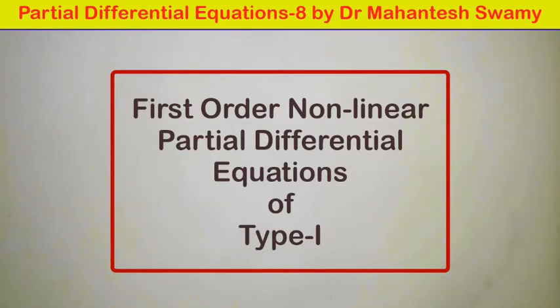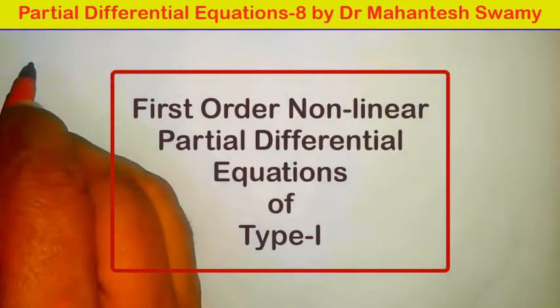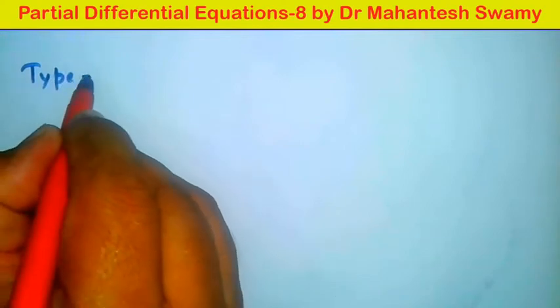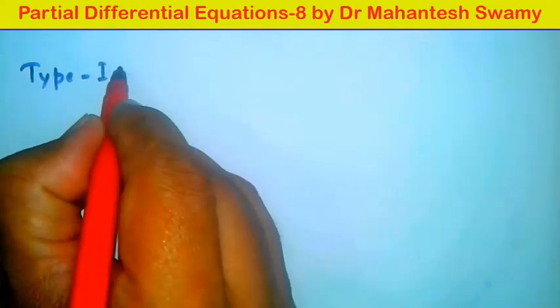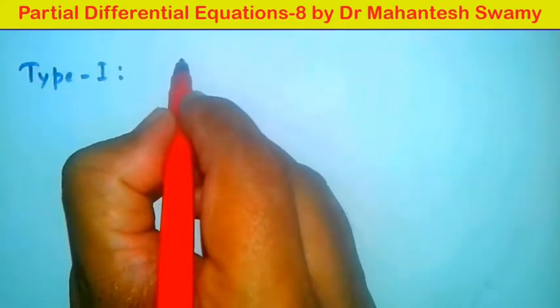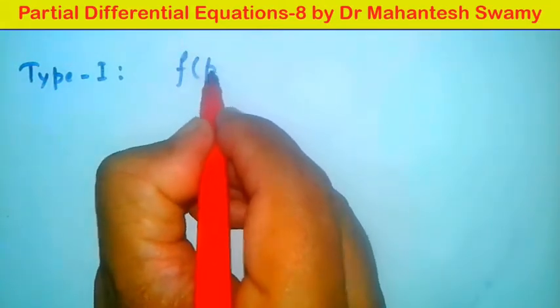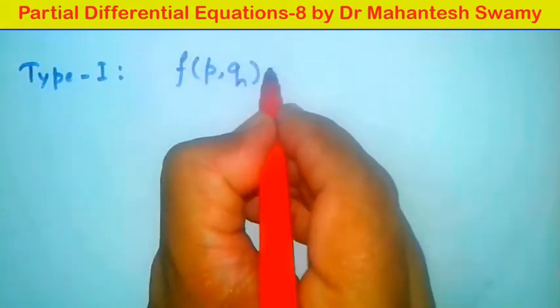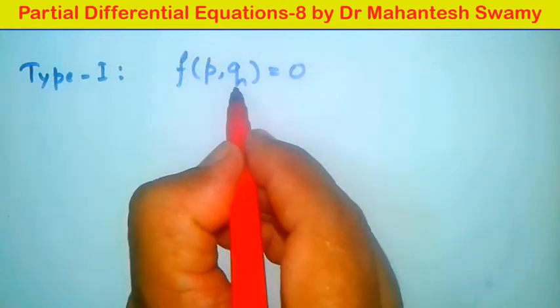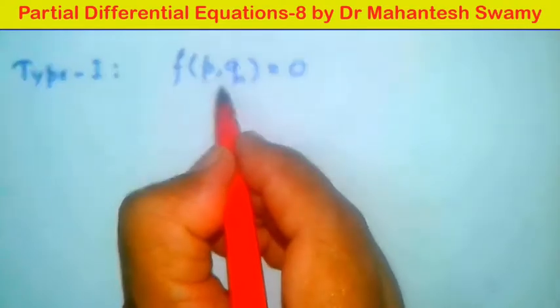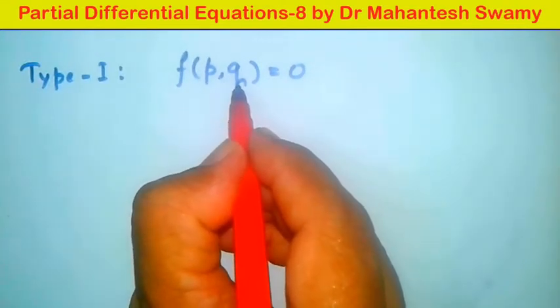In this video we shall consider the solution of first order nonlinear partial differential equation of type 1. So what is a partial differential equation of type 1 which is first order and nonlinear? It will be of the form f of p comma q equal to 0. That is, the differential equation will contain only p and q terms.